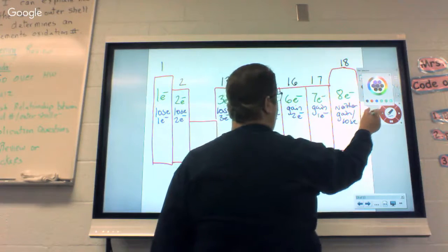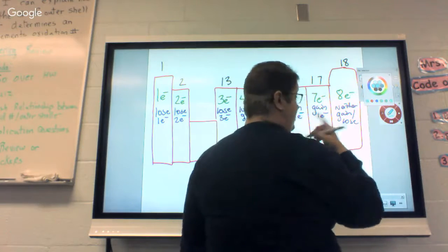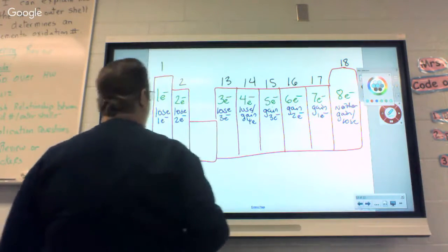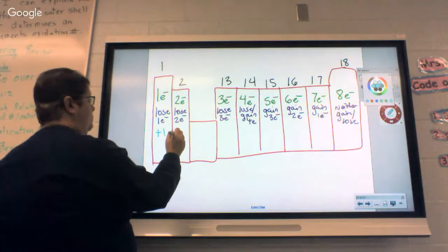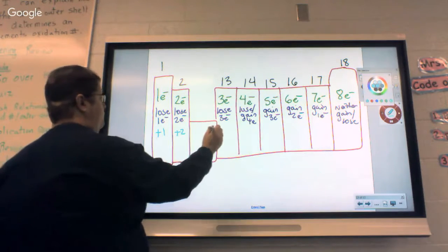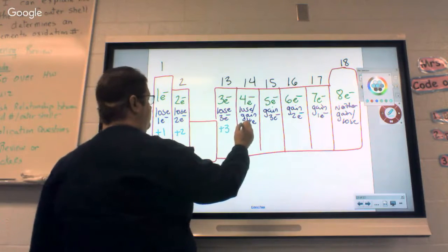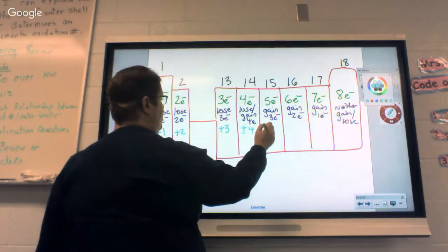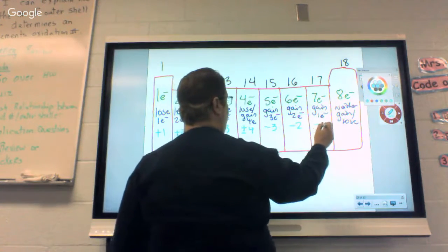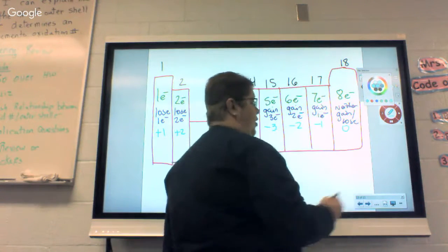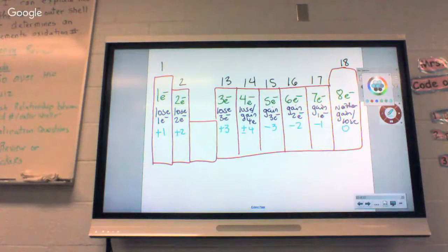Alright, since we're summarizing, I'll go ahead and do the oxidation number, but it doesn't really go with what we're doing at the moment. So what's the oxidation number for group 1? And group 2? And group 13? Alright, group 14? And group 15? Good.